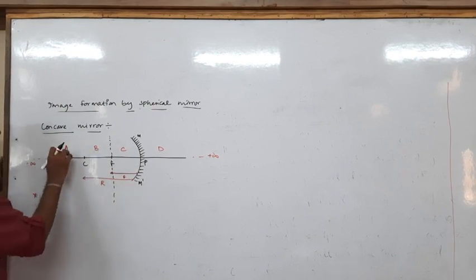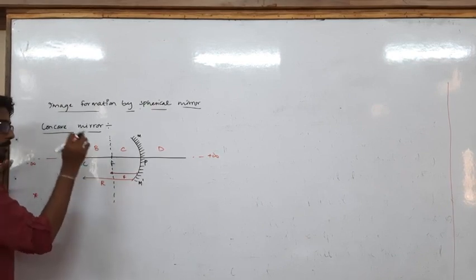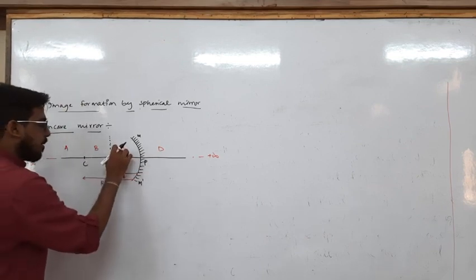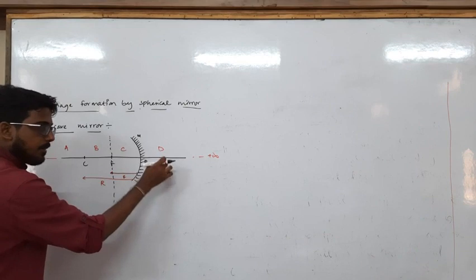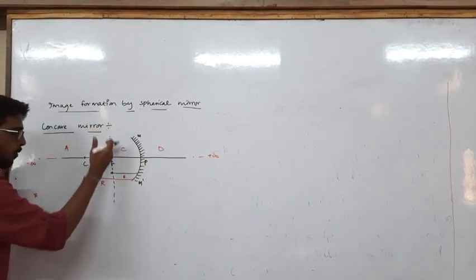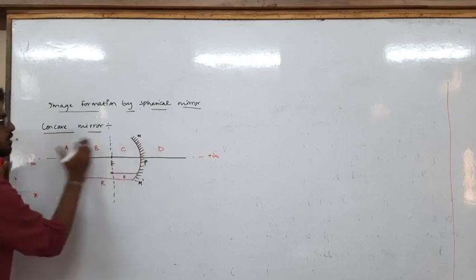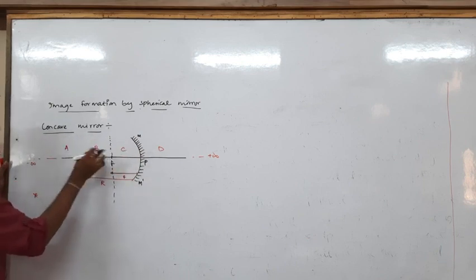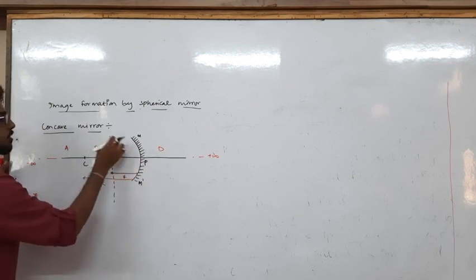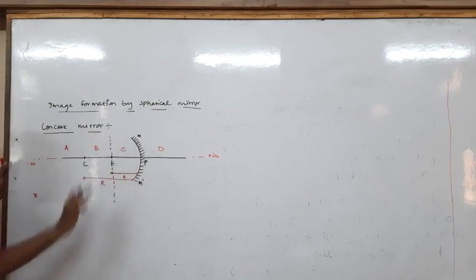If the object is at A, the image is at B. If the object is at B, the image must be at A. Similarly, if the object is at C, the image is at D. If the object is at D, the image will be at C. So the focal plane separates these 4 regions into 2 parts, and the object and image can be interchanged between these 2 sides of the focal plane.